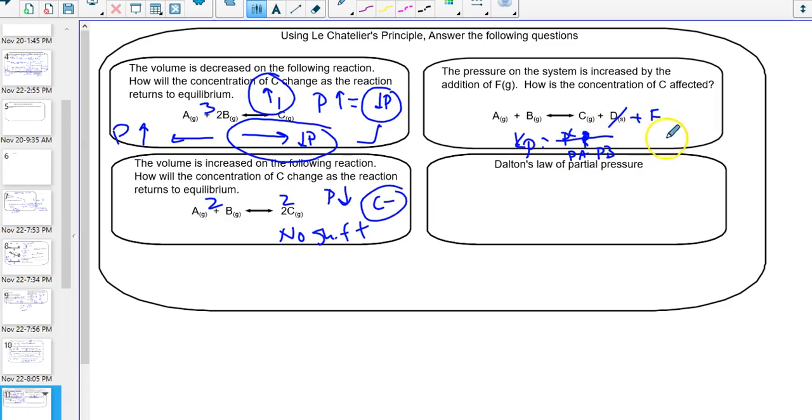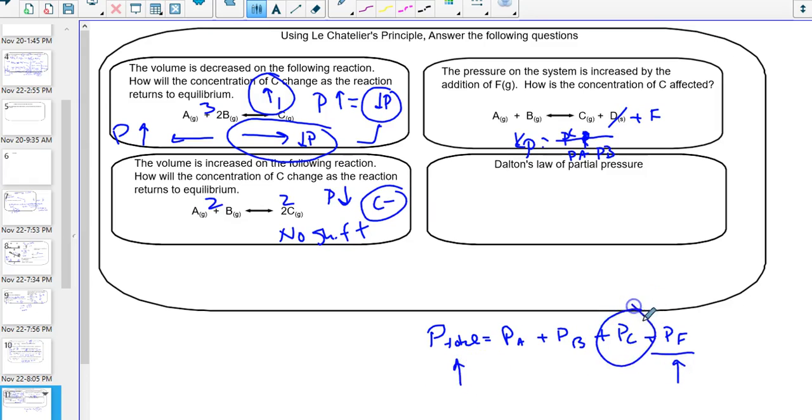So I might be getting a total pressure more. So the total partial pressure equals the partial pressure of A plus the partial pressure of B plus the partial pressure of C, because they're all mixed together. And then I also add F, so the partial pressure of F. Now what that does, the addition here increases the total too, but does not affect the individuals that are present here, which of course are what's in the actual expression.